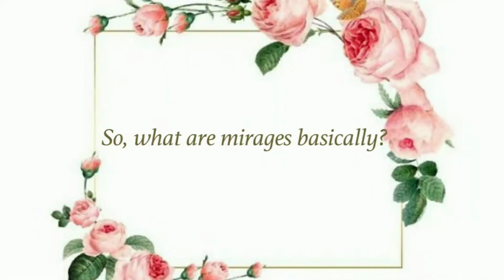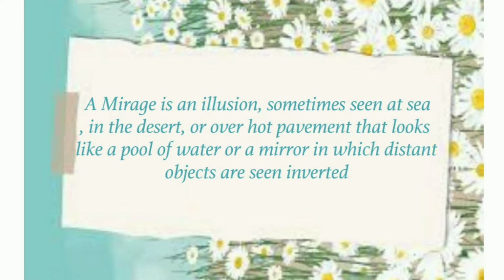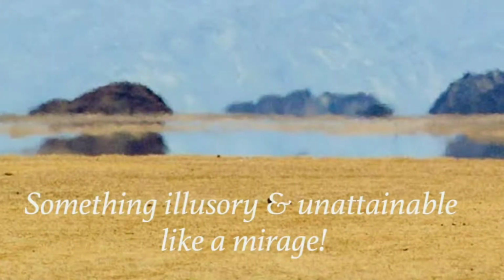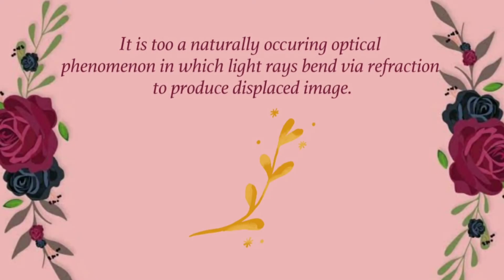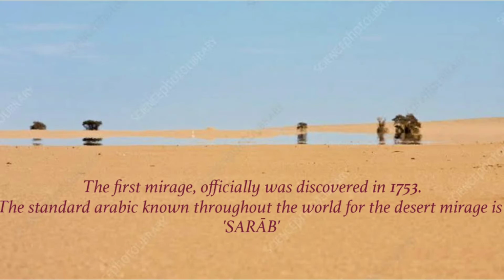So what are mirages basically? A mirage is an illusion, sometimes seen at sea, sometimes in the desert or over hot pavement, that looks like a pool of water or a mirror in which distant objects are seen inverted. Something illusory and unattainable, like a mirage. It is a naturally occurring optical phenomenon in which light rays bend by refraction to produce a displaced image. The first mirage was officially discovered in 1753.